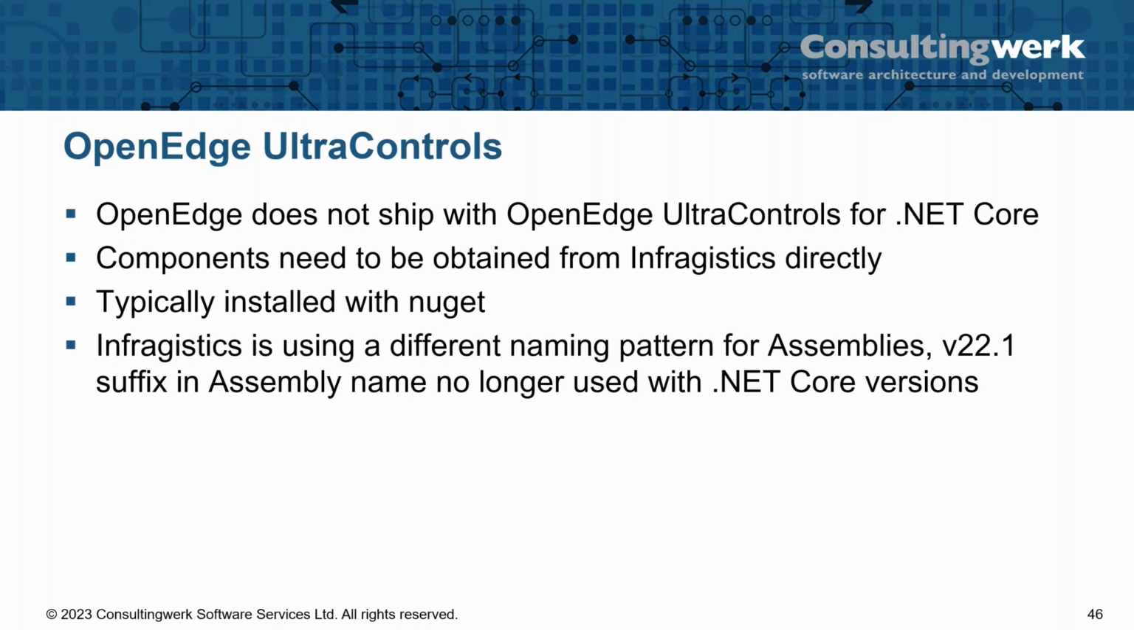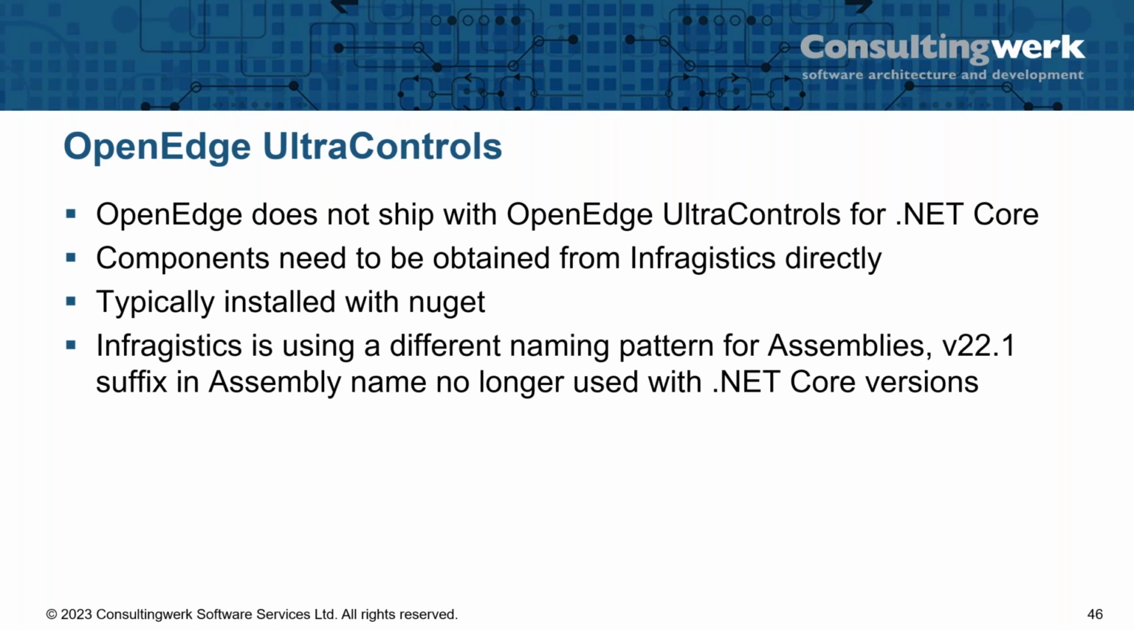OpenEdge Ultra Controls, Progress has decided not to continue shipping them. So if you are using the Ultra controls in the .NET framework and you want to go to .NET Core, you have to obtain a license of the Infragistics .NET controls from Infragistics directly. You would then install them through NuGet.